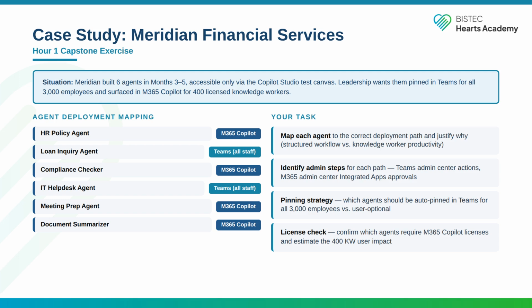The HR policy agent goes to M365 Copilot. Policy lookup is a knowledge worker productivity scenario. The content lives in SharePoint, and the declarative agent model maps precisely to how knowledge workers already use M365 Copilot.